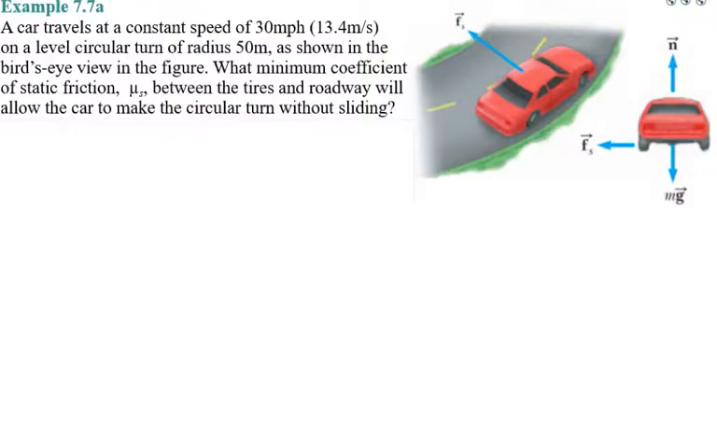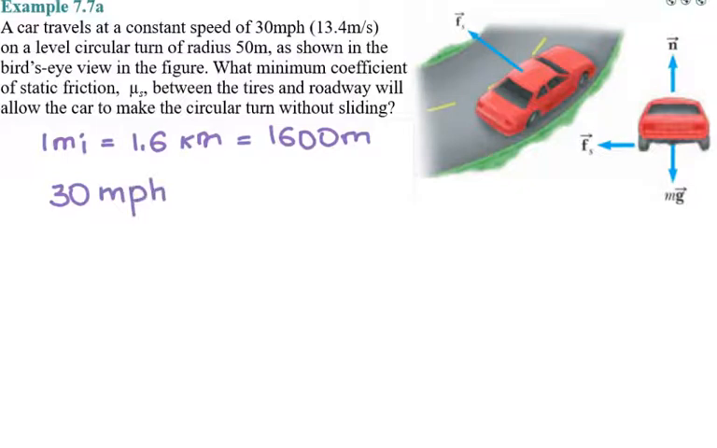So here is the first example we're going to be looking at. A car travels at a constant speed of 30 miles per hour. Let's convert 30 miles per hour into meters per second. So 1 mile is 1.6 kilometers, or 1600 meters. So if you have 30 miles per hour, that's the same as 30. And instead of the miles, I'm going to write meters, which is 1600 meters.